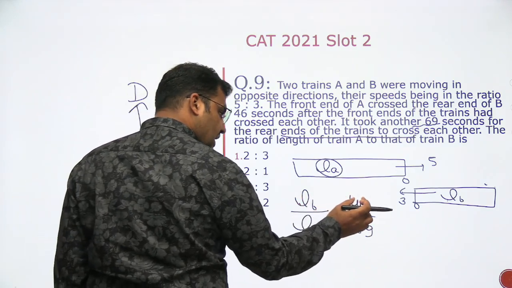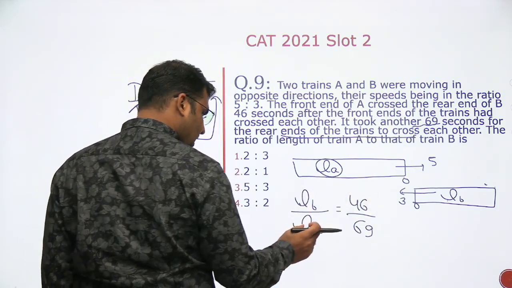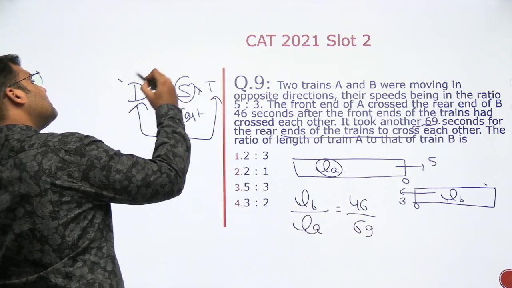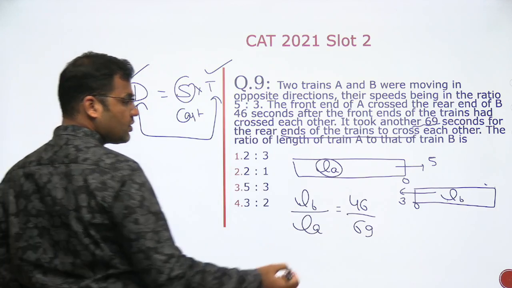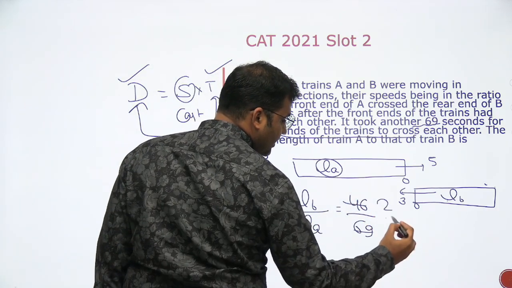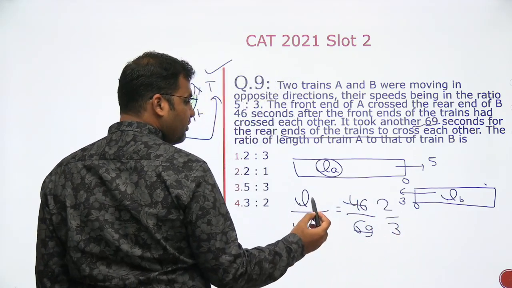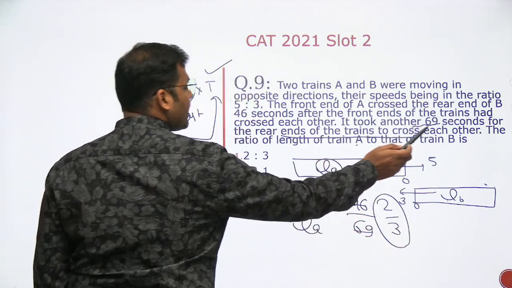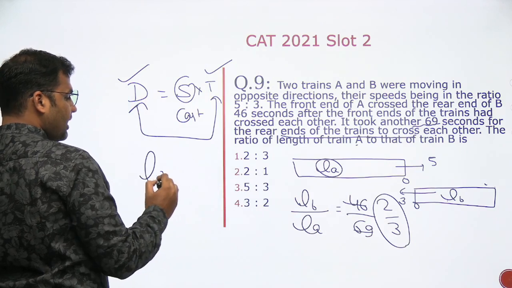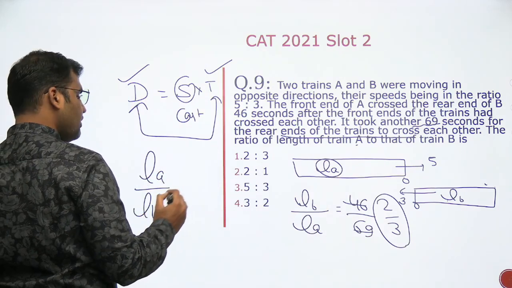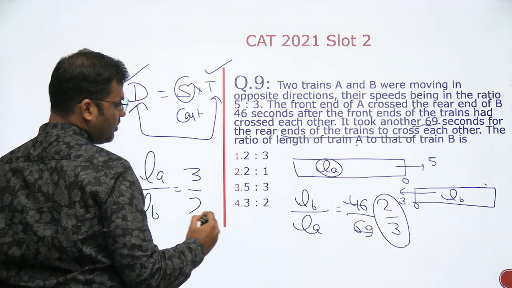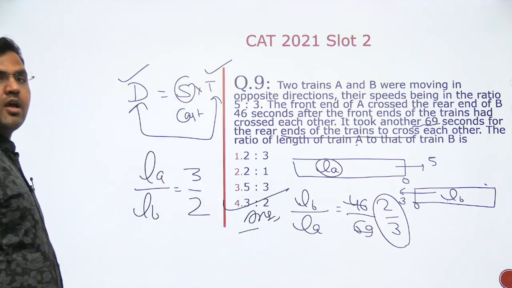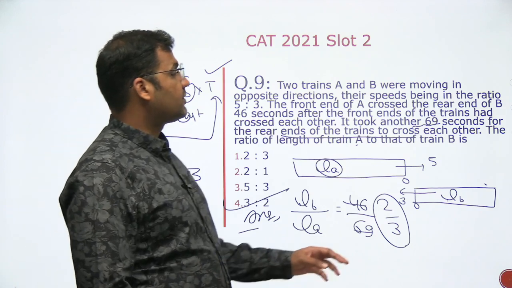LB ko distance travel karne mein 46 second laga, LA ka distance travel karne mein 69 second laga. So can I say distance ka ratio, time ka ratio jo hoga, wo same hoga. So can I say that LB and LA ratio is 2:3. Hume train A or train B ka ratio batana hai. So LA upon LB will be equal to 3:2. Hence, the answer to the question is option number 4. Option 4 will be the answer to the question.